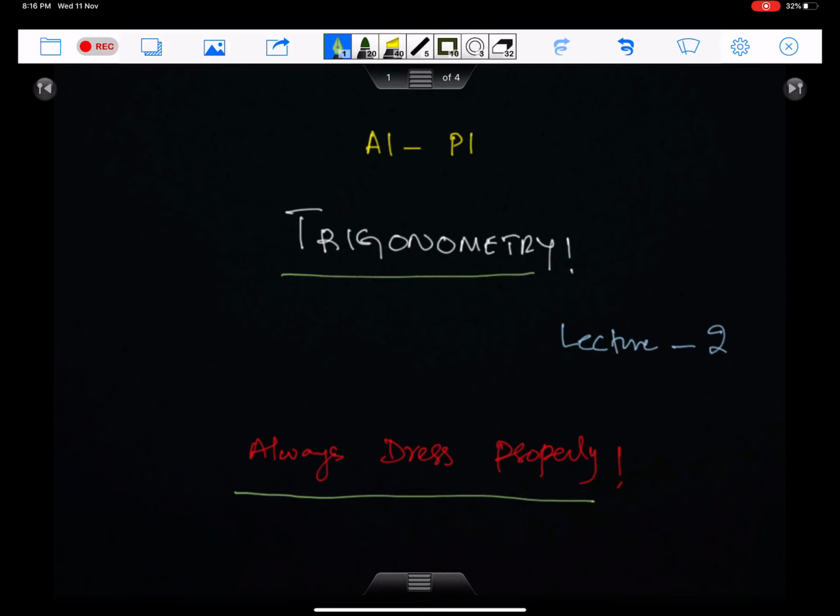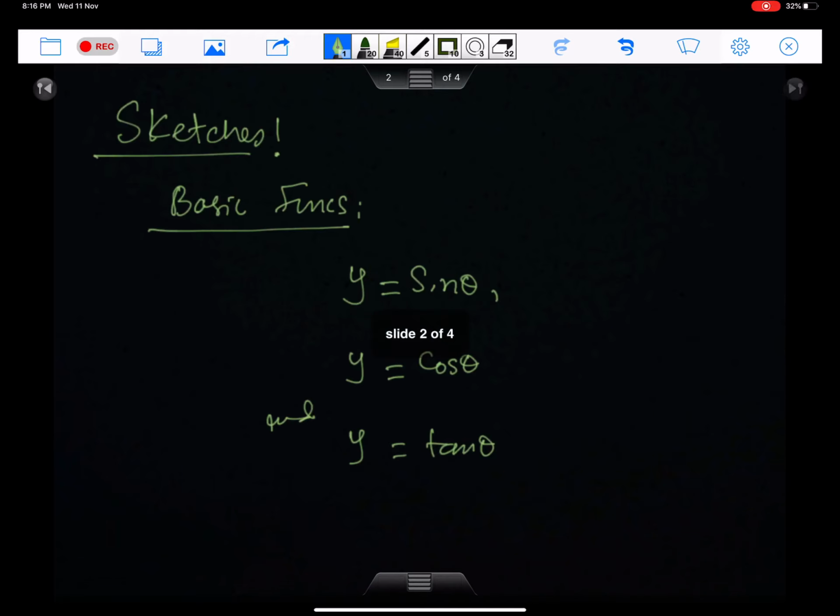Well, trigonometry lecture number 2. In this lecture I will discuss sketches and evaluate without using a calculator. And I will try to discuss solutions of trigonometric equations as well. These are three basic functions: sine theta, cos theta, and tan theta, and we will discuss the sketches of these three functions.